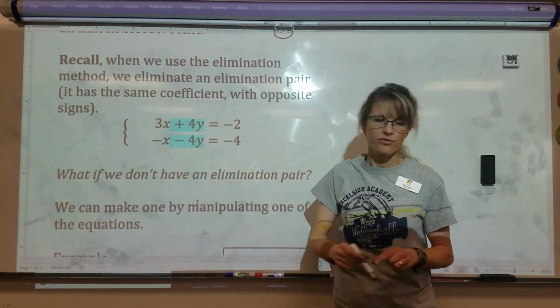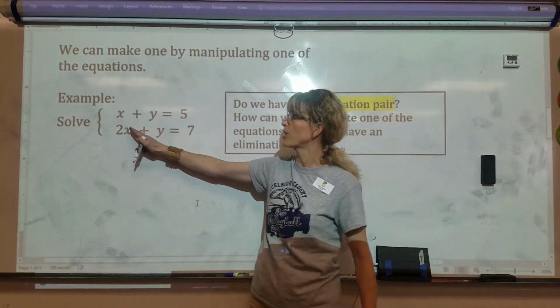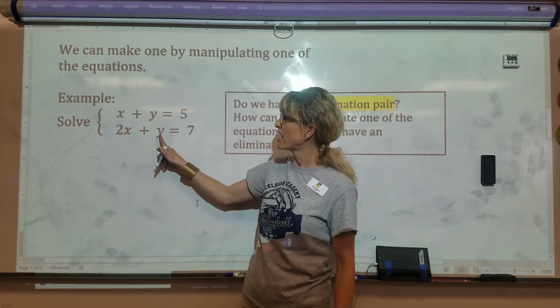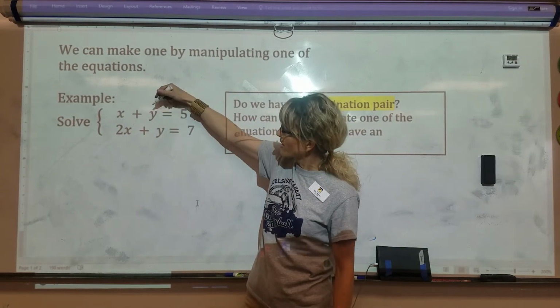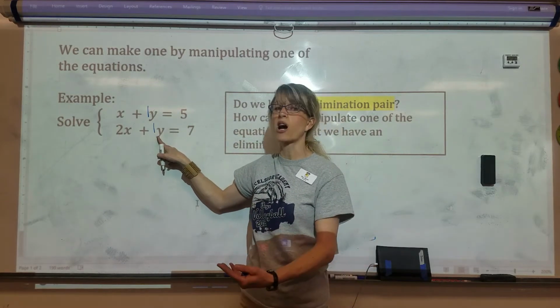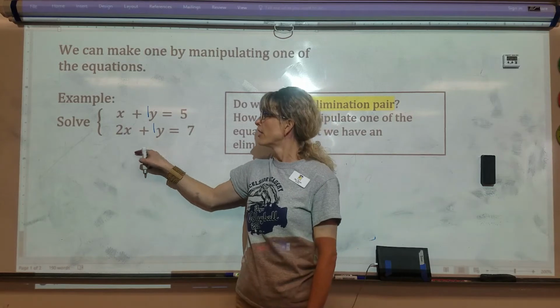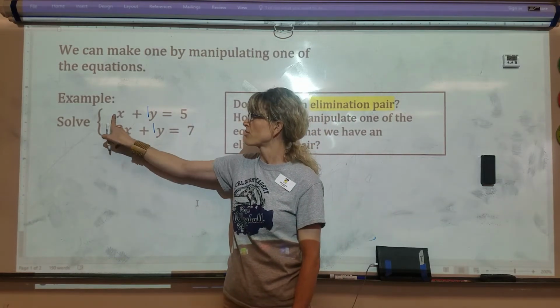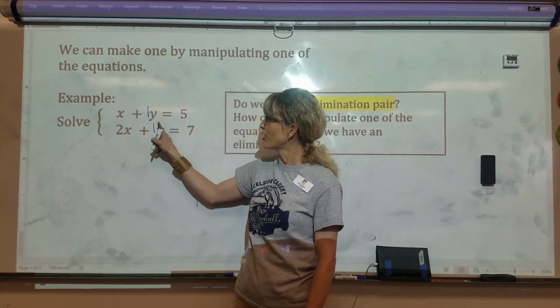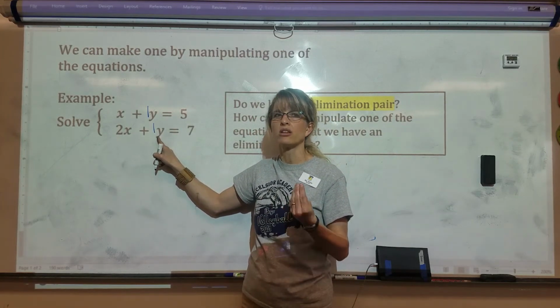But what if I don't have an elimination pair? What if my two equations are all nicely lined up, and I've got a 1 here and a 1 here, but if I were to add these, I'd get 2y. That didn't eliminate, because one of them needs to be negative. And these are different coefficients. That's a 1 and that's a 2. But these are so close. If only I could make one of them negative.